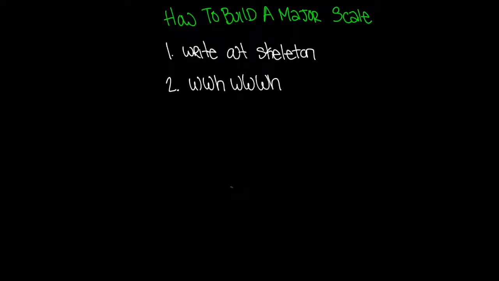Welcome everybody. In today's video we're going to look at some examples about how to build a major scale, and we're going to start with the most basic scale. In one of the last videos we were looking at the C major scale, and we understood that it looks something like this: C, D, E, F, G, A, B, and C.